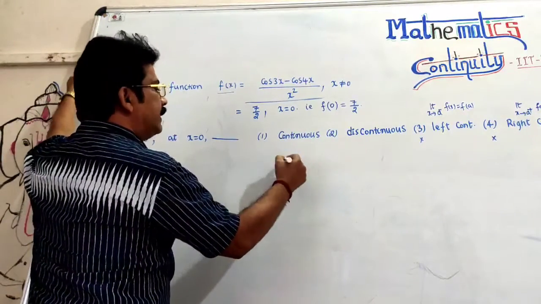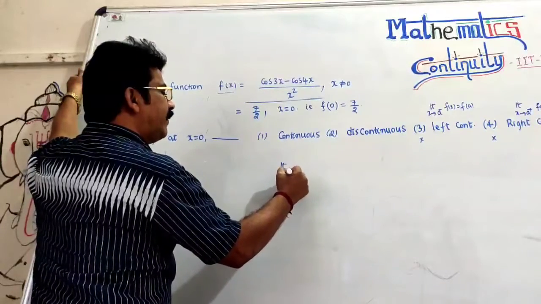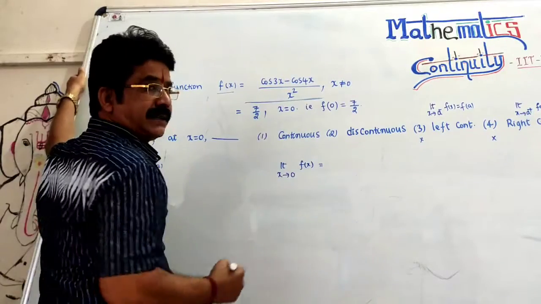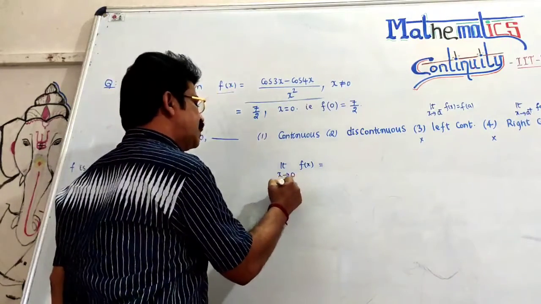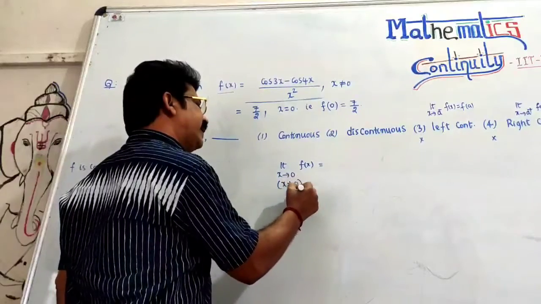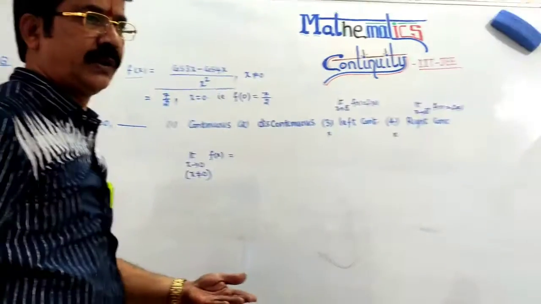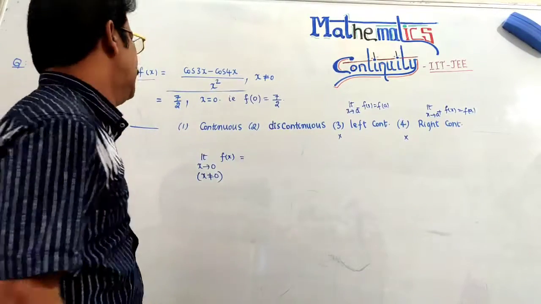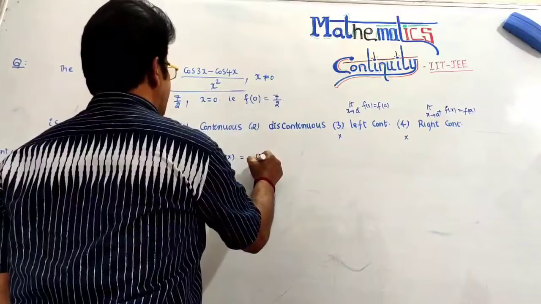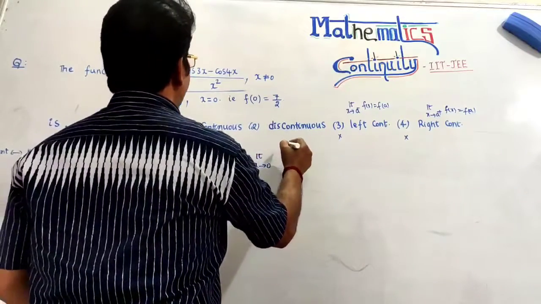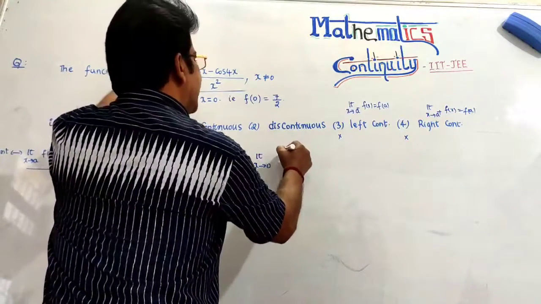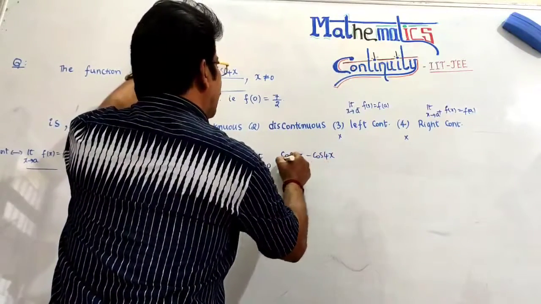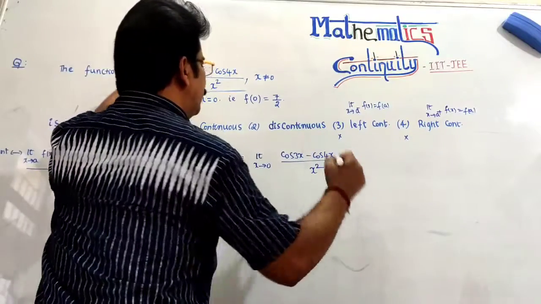So therefore, let us find out limit x tends to 0 of f of x. Understand? Okay. So x tends to 0 means what? x not equal to 0. x approaches 0. Approaching or tending is different from is equal to. So that is limit x tends to 0 of f of x, which means this is the case: cos 3x minus cos 4x, whole divided by x square.